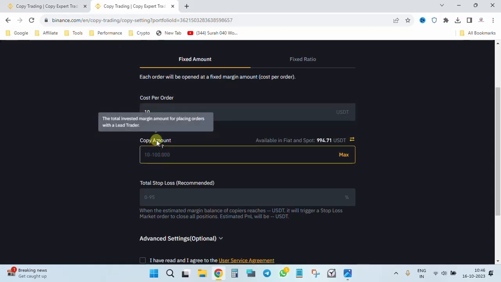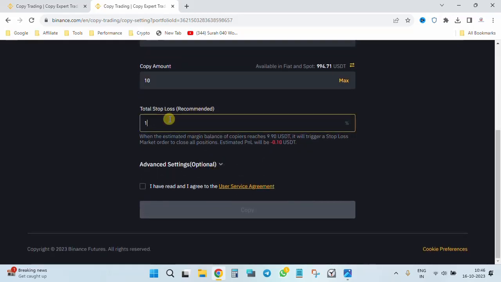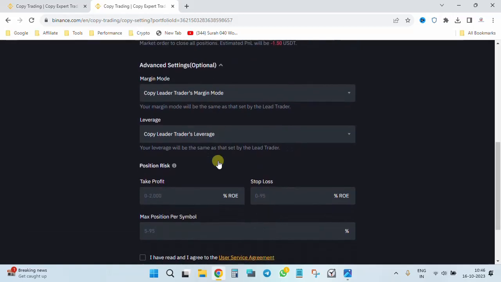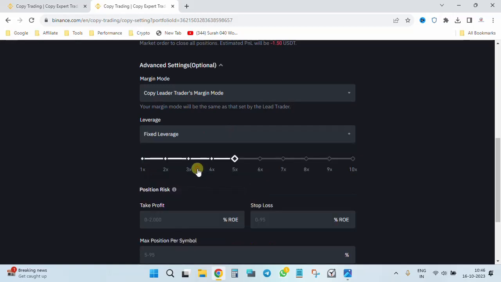Copy amount over here, copy amount is the total invested margin amount for placing orders with the lead trader, so this also I'll stick it to 10. Total stop loss percentage, I'll keep it at 15% over here. So advanced settings optional. Yes, I would recommend you to over here margin mode. I will keep the copy trader's margin mode. Leverage, now here copy leader's privilege, no, I want a fixed leverage because I want to minimize my risk, even though I'm going to minimize the profits too. Let's say I'm keeping it 2x.